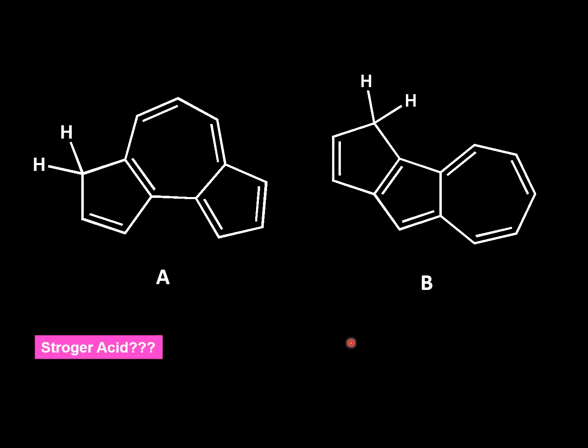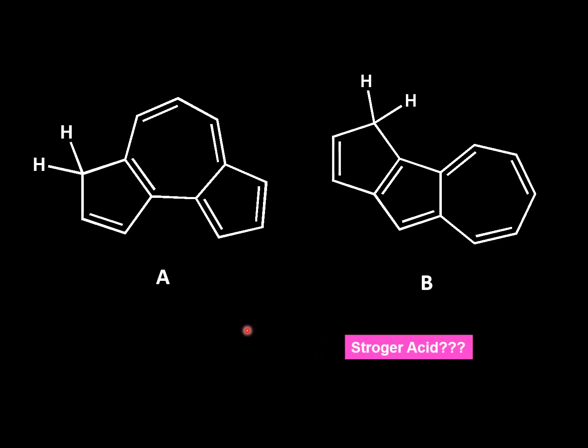Between these two molecules, which molecule is a stronger acid, A or B? Friends, you know the acidity of any organic molecule will depend mainly on two factors: dissociation of the CH bond and stability of the conjugate base that will be formed after dissociation.